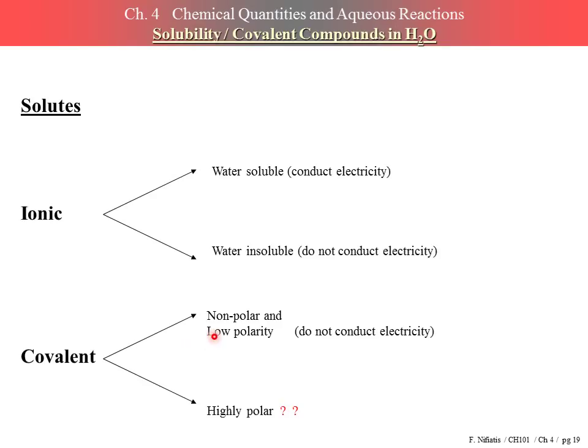Covalent compounds, at least the ones we have seen so far, may be water soluble or water insoluble. They may go into solution or they may not go into solution. That's irrelevant. They are not going to conduct electricity because they do not provide ions to your solution. We are going to see another class, and those are going to be the highly polar covalent compounds, and those are going to be a different story.